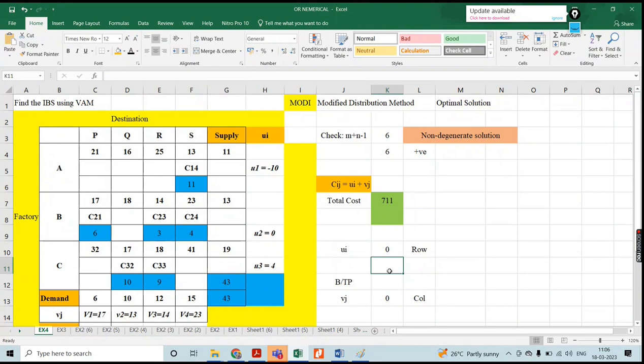Okay, now you have the values of U1, U2, U3, V1, V2, V3, V4. Then you have to identify the values corresponding to the unoccupied cells. For each unoccupied cell, you have to evaluate the parameter to get the optimal solution. What are the unoccupied cells? These are the unoccupied cells.